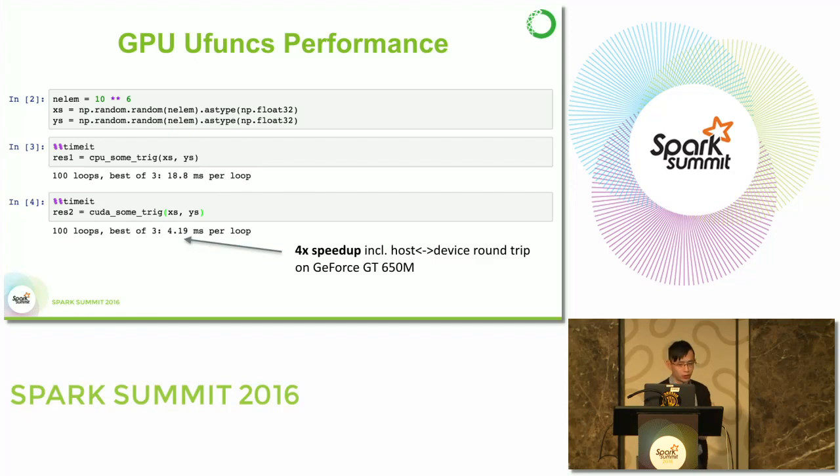And if you do a quick comparison for the GPU ufuncs, the same function that I showed in the previous slide, on the GPU, it can do 4x faster. And again, including both host and device transfer, and on a not very expensive GPU. And that's because the GPU has a lot of special function units that are specialized to work on things like transcendental functions, sines, cosines. It's all in hardware. So it's very efficient and very power efficient as well.